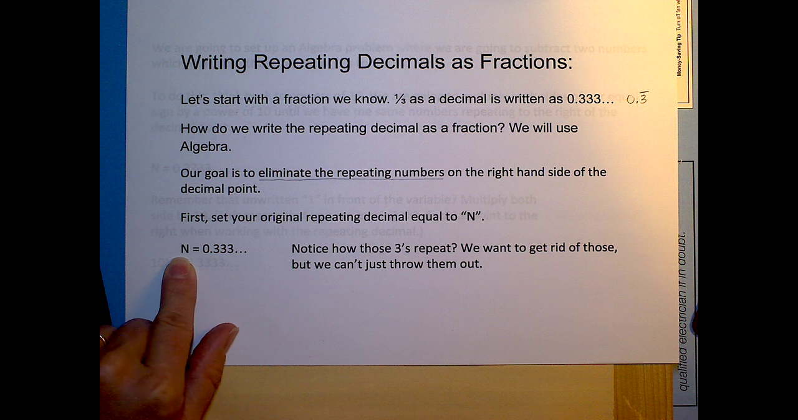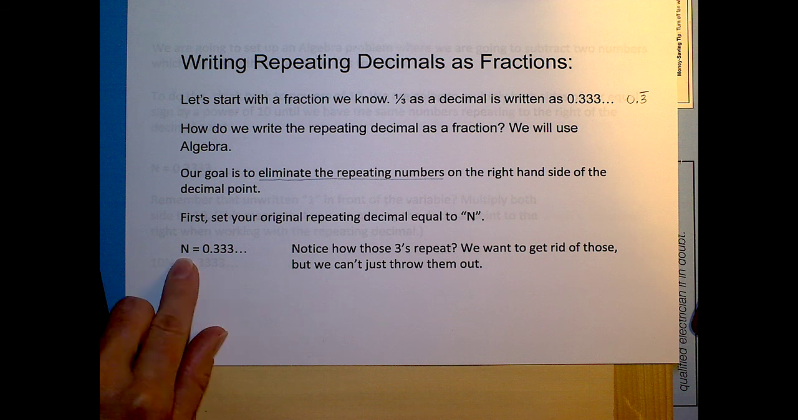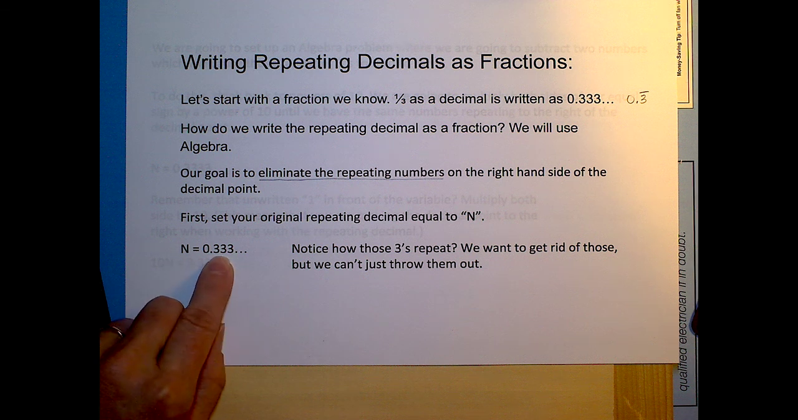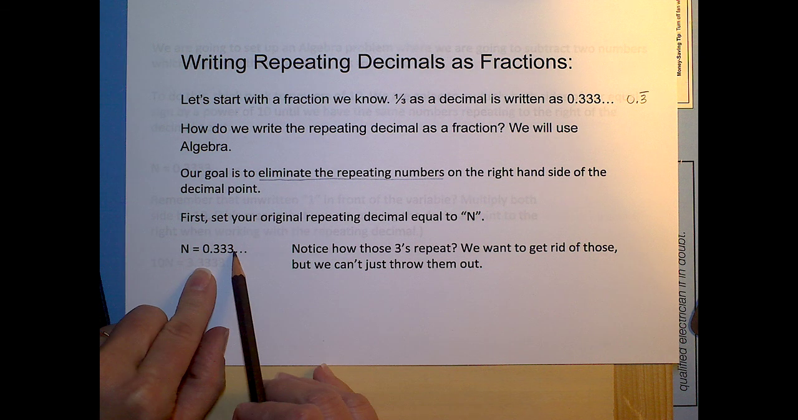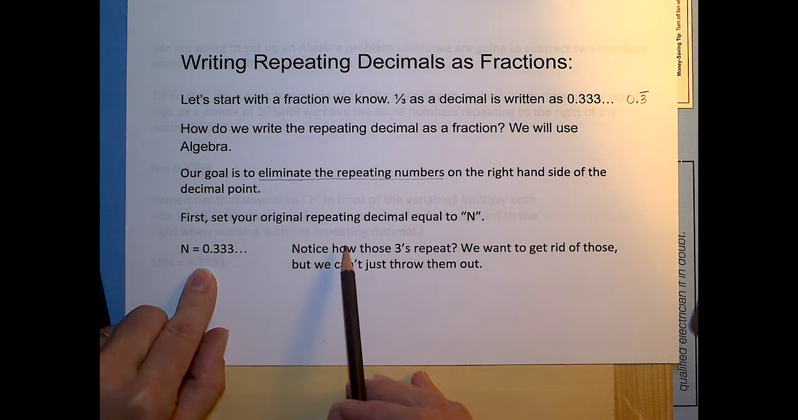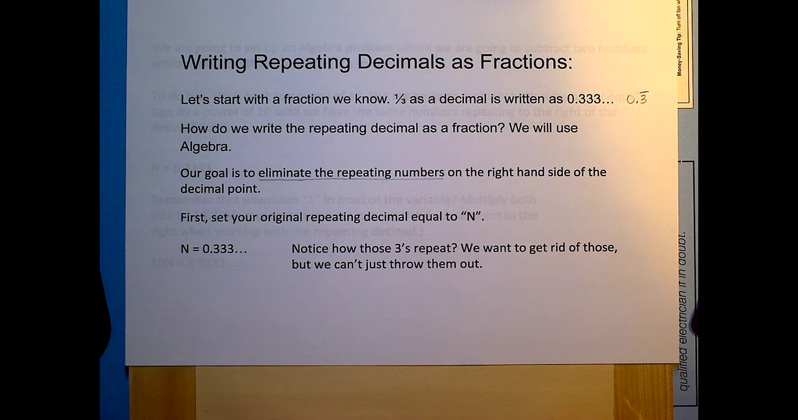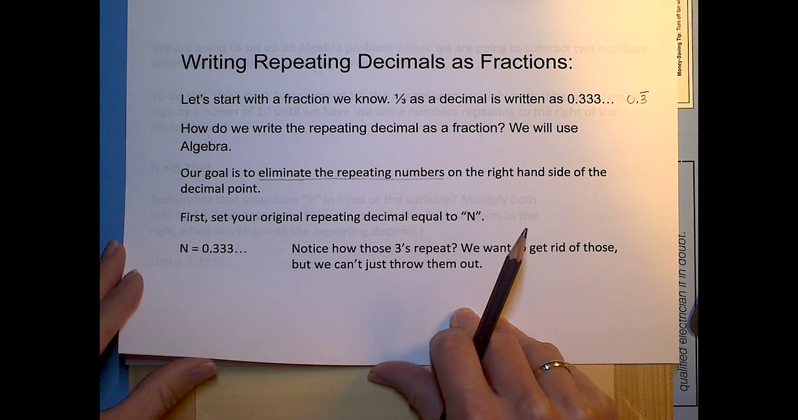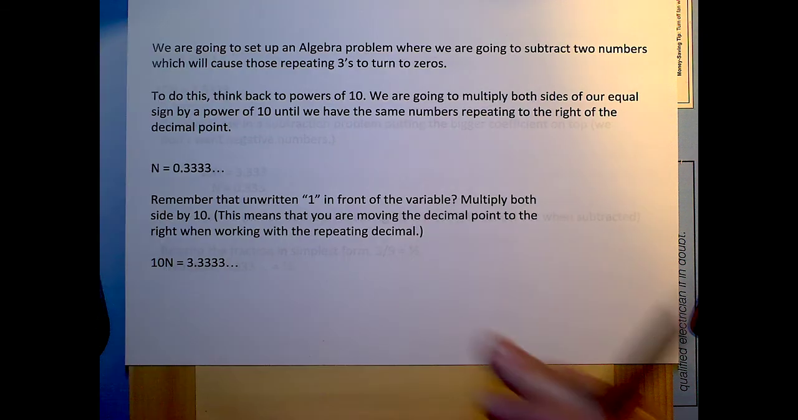We choose n. I don't know why we choose n, but every resource I've seen chooses n. I guess that stands for the number, okay? The number is equal to this repeated 3. Now, we want to get rid of these because we don't want them to go on forever, but we can't just throw them out. We can't just truncate them like we do the zeros at the end. We have to do something else, okay?